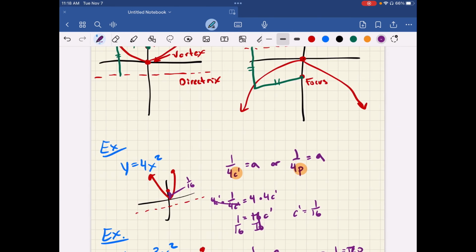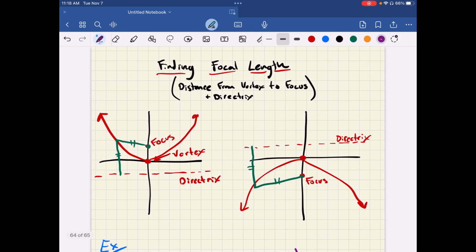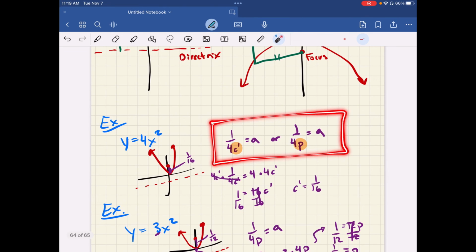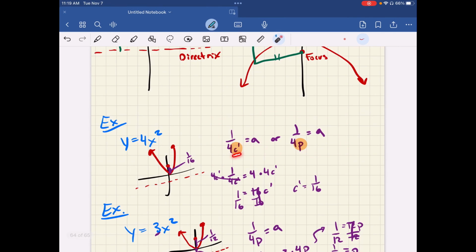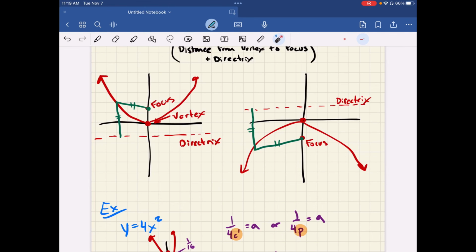Okay, so real quick, the focus is the point inside of the parabola. The directrix is the line outside of the parabola, and if the parabola is facing up, the directrix is below it. If it's facing down, the directrix is above it. And any line that goes from the focus to the parabola, then straight to the directrix, is going to be the same length no matter where you go. Okay? And to find out how far it is from the focus to the vertex or the vertex to the directrix, we're going to use either one of these two formulas here, where we plug our a value in and solve for either the c prime or the p. Then c prime or p will tell you how far it is from here to here, and it will tell you how far it is from here to here, because both of those are the exact same length.